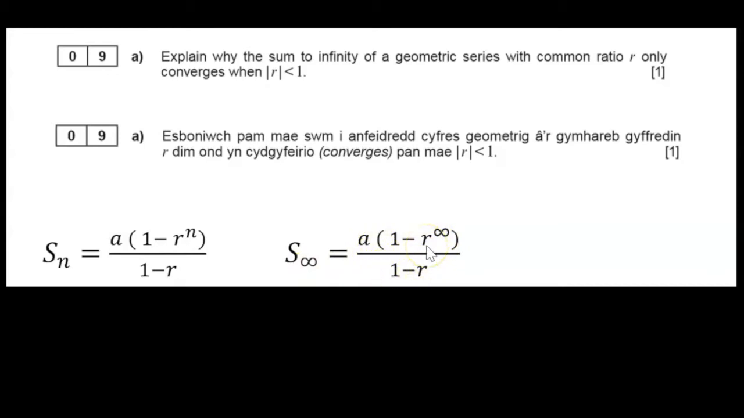If r was greater than 1, r to infinity will diverge. It will get bigger and bigger. Anything bigger than 1, when it's taken to a power, will get bigger and bigger. So this would diverge. So this series only converges when the modulus of r is less than 1 and its sum to infinity is a over 1 minus r, which is given in the formula booklet.